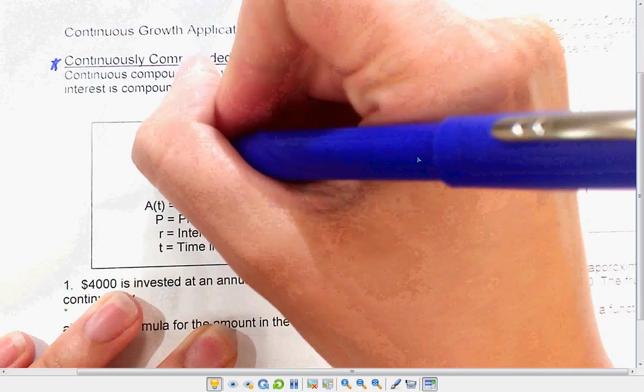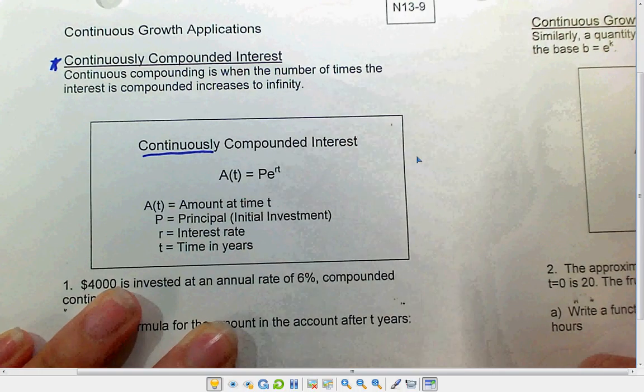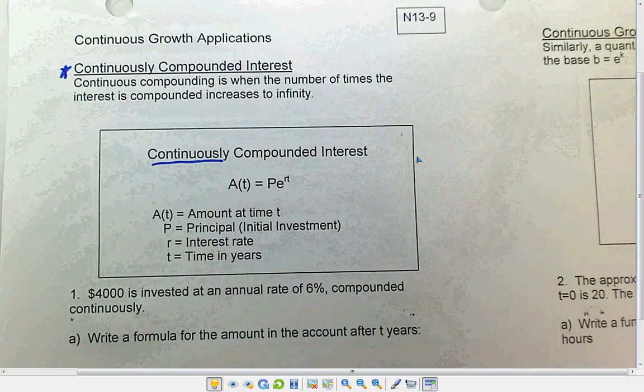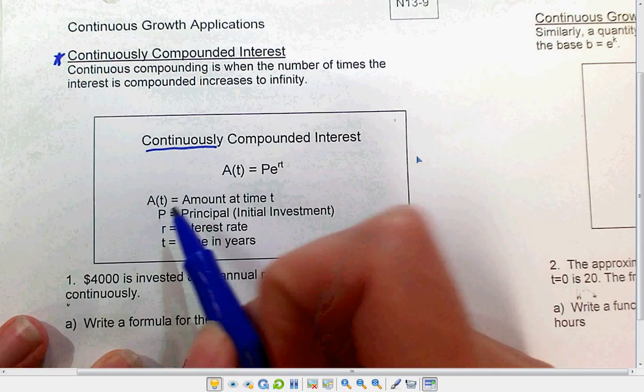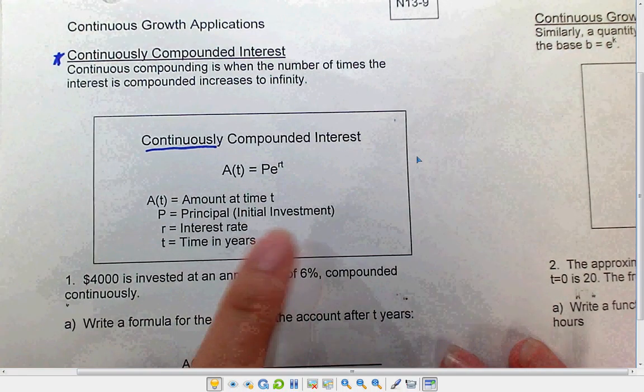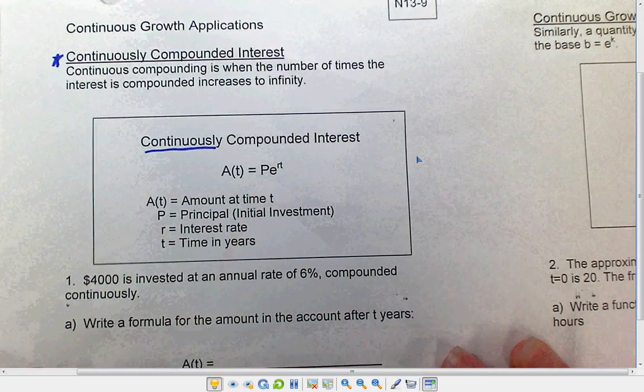The key to continuous growth is we're always going to see e in our equation if we have continuous growth. A lot of this is the same. Our P is still our principal, our r is still our interest rate, and this is the equation we're going to plug it into. So let's take a look at number one.